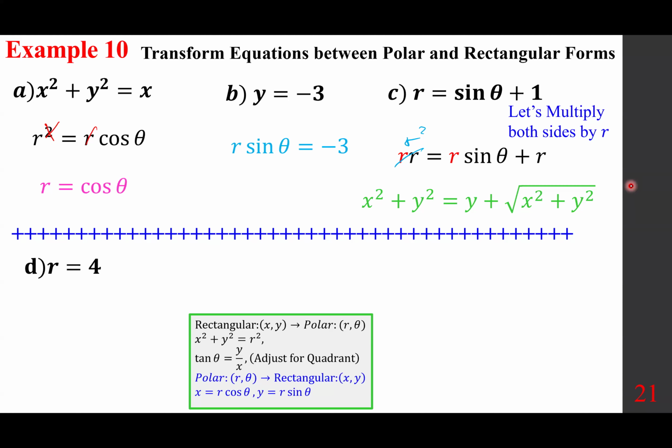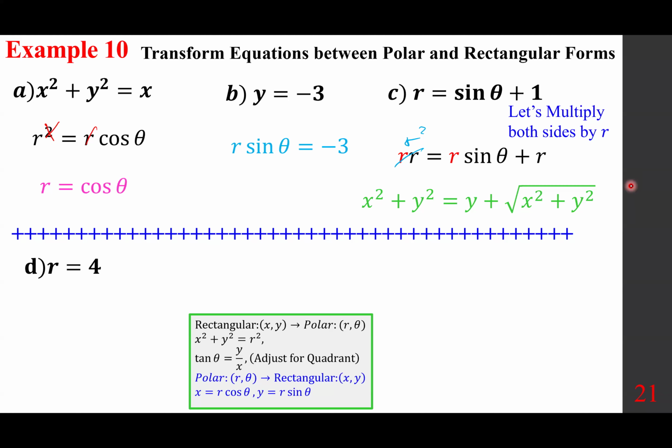R equals 4. Now, this is the polar format. This is the simplest form of representing a circle using polar. R equals a number. We want to go to rectangular format.